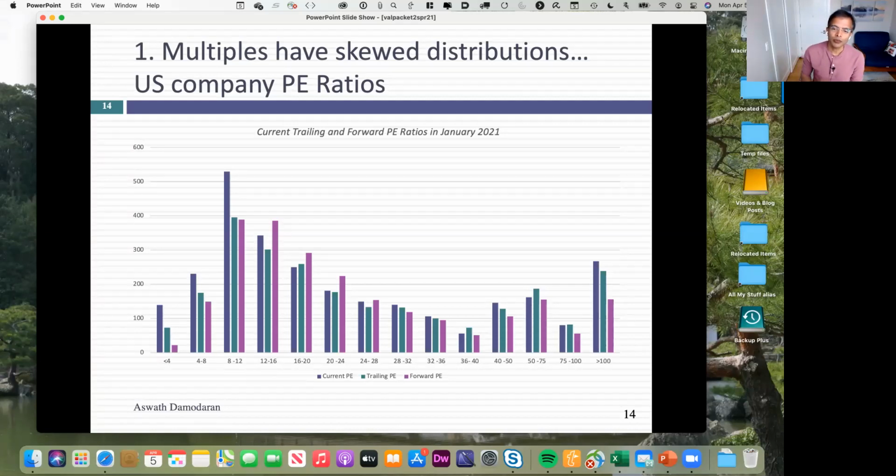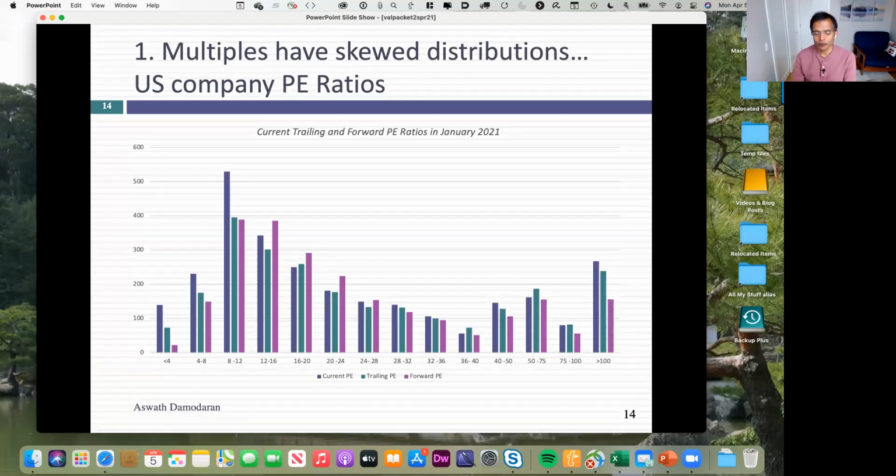So this is the distribution of PE ratios for US companies at the start of 2021. You're saying, why are there 3 columns? One is current PE, which at the start of 2021 is based on 2019 earnings, because that was the last fiscal year. The second is trailing PE, which for most of these companies runs through September 30th of 2020, so it's the 4 quarters ending then. And the third is forward PE, based on expected earnings from September 2020 to September 2021.